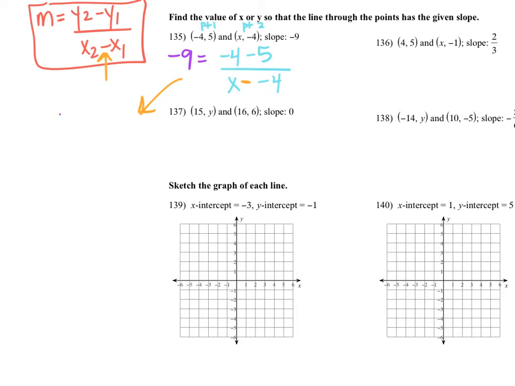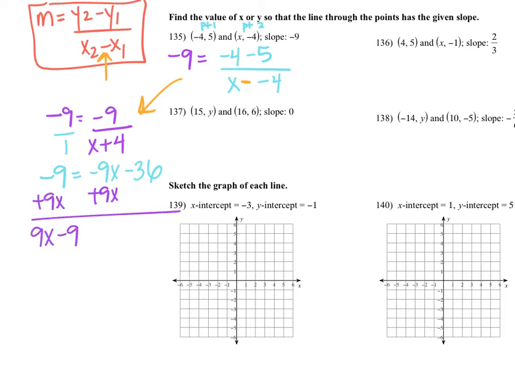And I get negative 9 equals negative 9 over x plus 4, okay? And you could do this different ways. I believe the easiest way would probably be a proportion. So we're going to cross multiply and get negative 9 equals negative 9x minus 36. I'm going to add 9x to both sides. So I get 9x minus 9 equals negative 36. I'm going to add 9 to both sides.